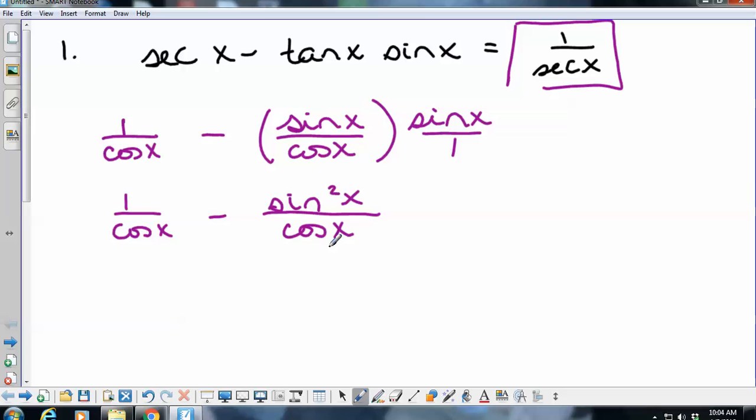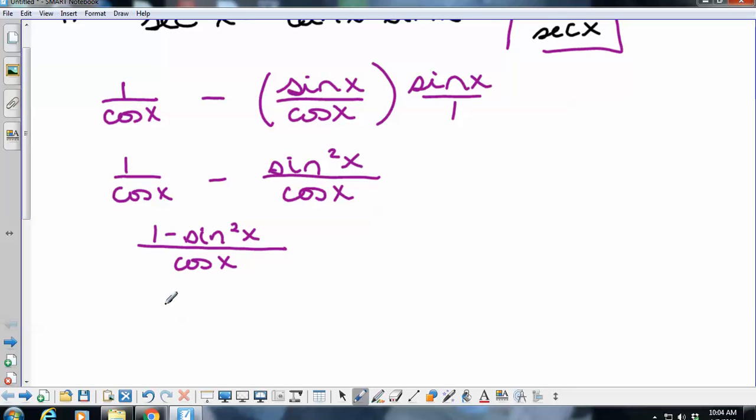What would I need to do here? Okay, if I want to add or subtract fractions, what has to be true? Common denominator. But I have that, so I can go ahead and put these together. What is 1 minus sine squared x? Cosine squared x over cosine x. What's cosine squared x over cosine x? Cosine x.